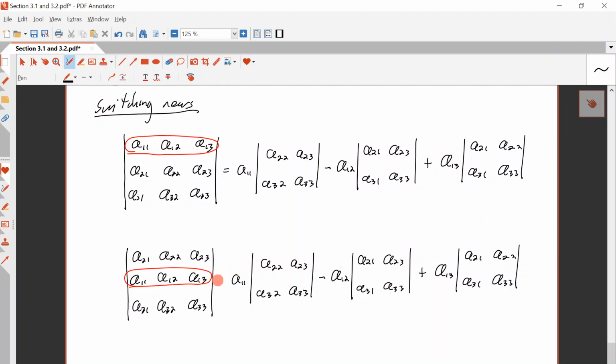All right, so this is going to be equal to minus A11 plus A12 minus A13 times those 2 by 2 determinants. Because the coefficient plus 1 or minus 1: this is row 2, column 1, so it's minus 1 to the 3, which is minus 1. But here it's row 1, column 1. 1 plus 1 is 2, so it's minus 1 to the 2, which is plus 1. So this is exactly the negative of that.